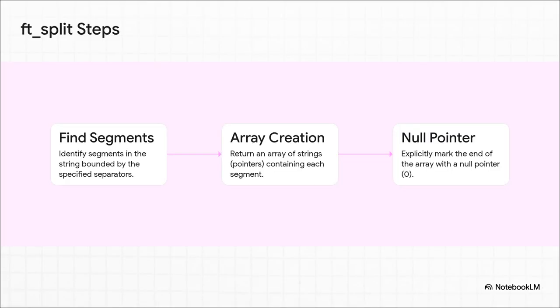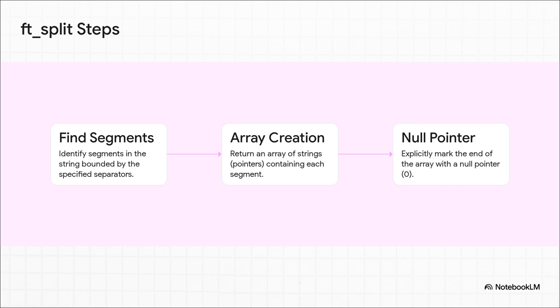Splitting a string can feel completely overwhelming at first glance, but breaking it down makes it totally manageable. Step 1. Write a helper function just to count the total number of valid words. Step 2. Use that count to malloc your main array of pointers. Remember to allocate space for your count plus 1 pointers to leave room for that final null terminator.